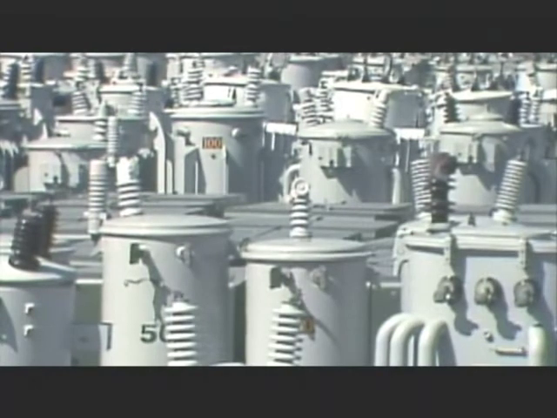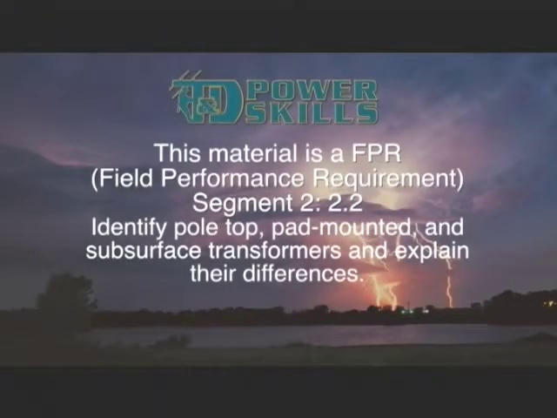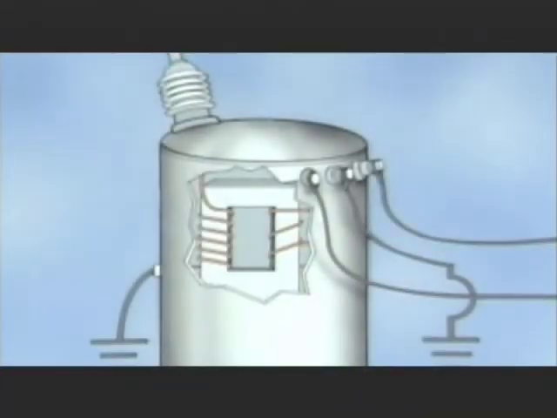In this part of the program, what we want to do is give you a basic understanding of how transformers work and teach you how to recognize the typical types of transformers you'll find in distribution systems. We'll use this simplified illustration to show you how the basic elements are arranged in a typical pole-top transformer.